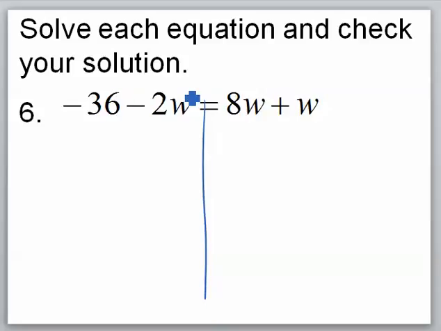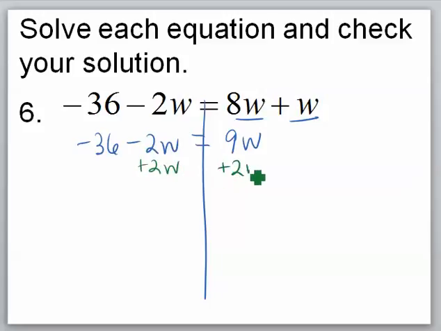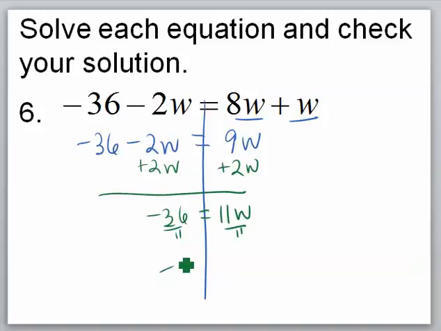On this particular problem, I now have 3 w's. Well, something can be put together. I'm not going to put these two together. These are not like terms. But on the right-hand side, I have like terms, which creates a 9w. Like I said, I always like to move the smallest variable. Well, this negative 2w is the smallest variable, so I'll move it by adding 2w to both sides. It gives me negative 36 equals 11w. Then I'll divide by 11, and I get negative 36 over 11 as my solution.